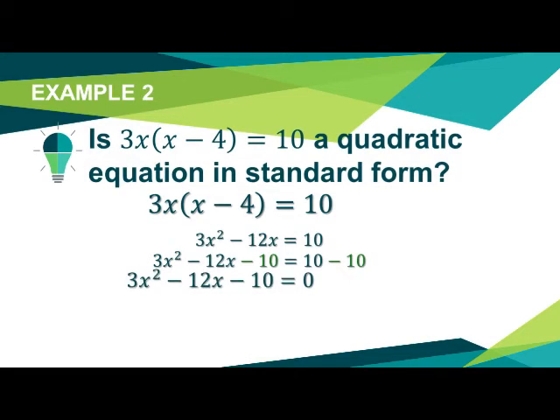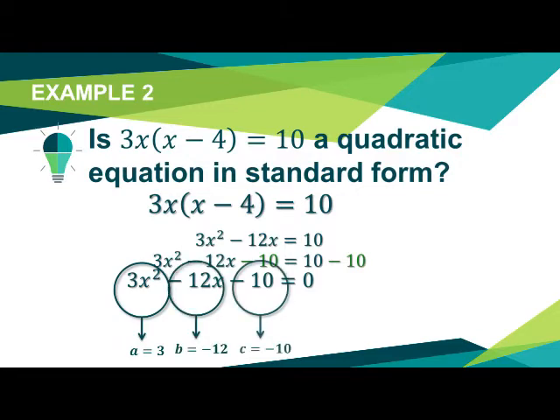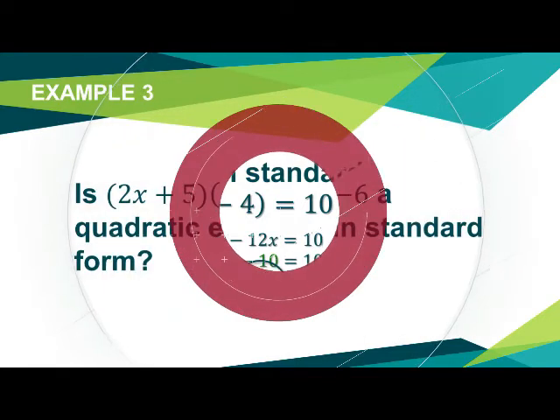So the result is 3x squared minus 12x minus 10 is equal to 0, where a is equal to 3, b is equal to negative 12, and c is equal to negative 10.